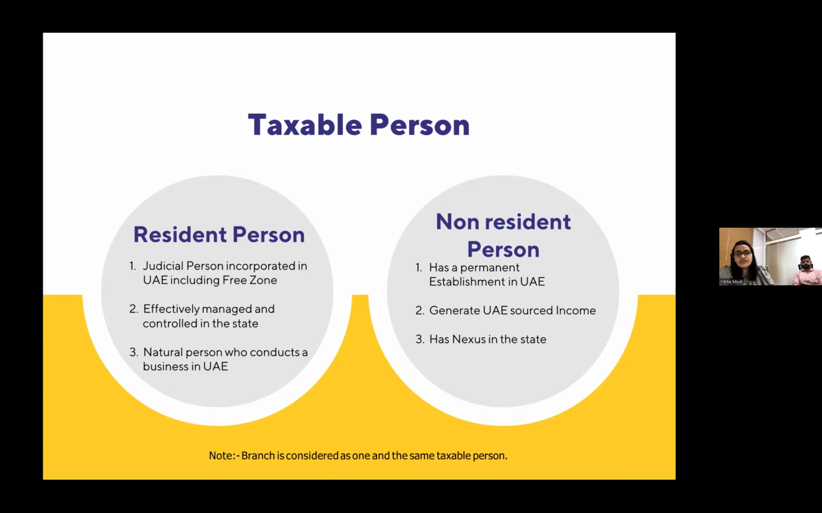Then if there is a branch, they have clarified that also. If they have a company in one emirate, and the branch of the company is in the same emirate or a different emirate, then they are considered as only one single taxable person. So a branch is not considered as a different entity from the taxable person point of view. You can consolidate their books of accounts, and you're liable to pay tax and file the returns collectively for both of them. So a branch is considered as one and the same taxable person.